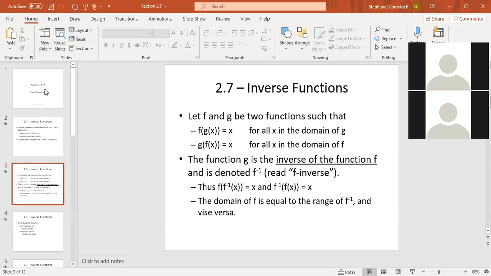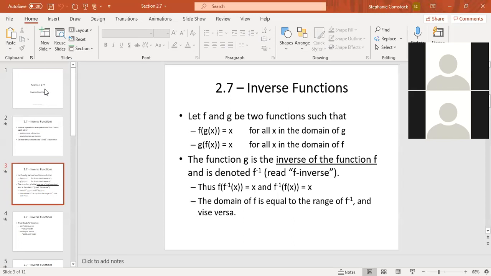If I took 3 and plugged it into f and got -7, and plugged -7 into g and got back to 3, that now happens. But that has to happen for every x. Now, notationally, what is going to happen is f inverse, which is this little f with a -1 up as the power.